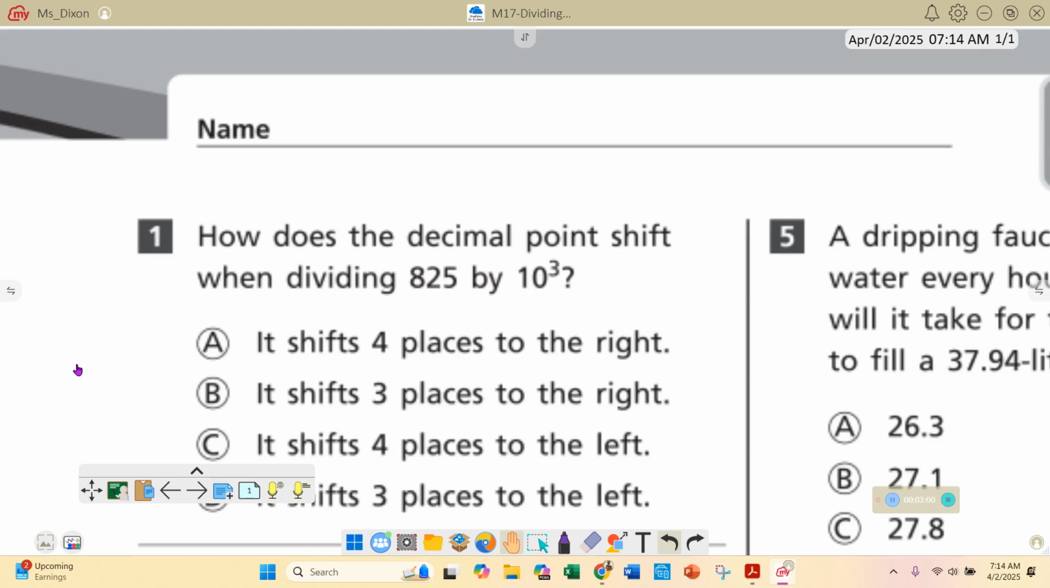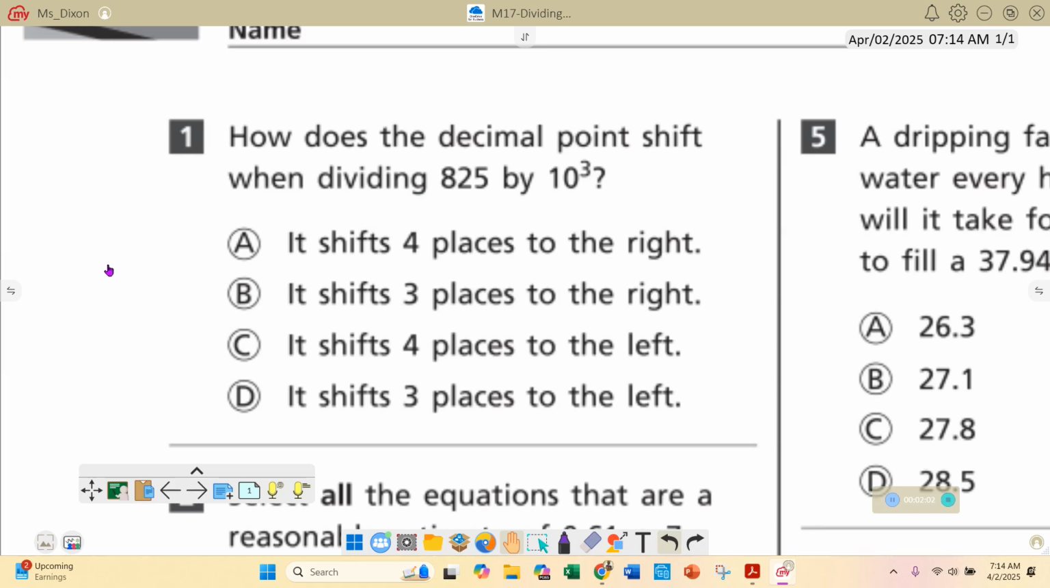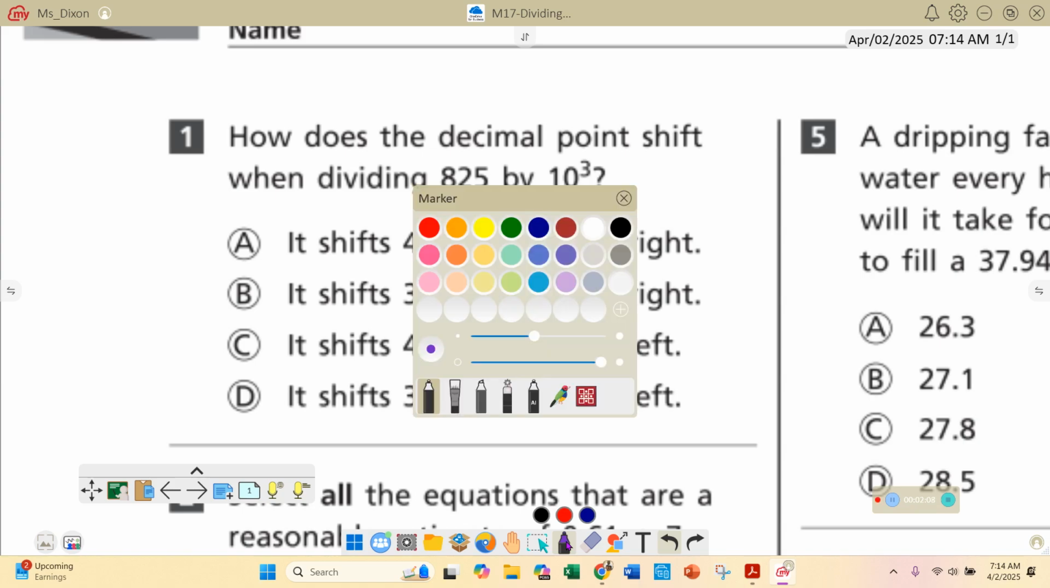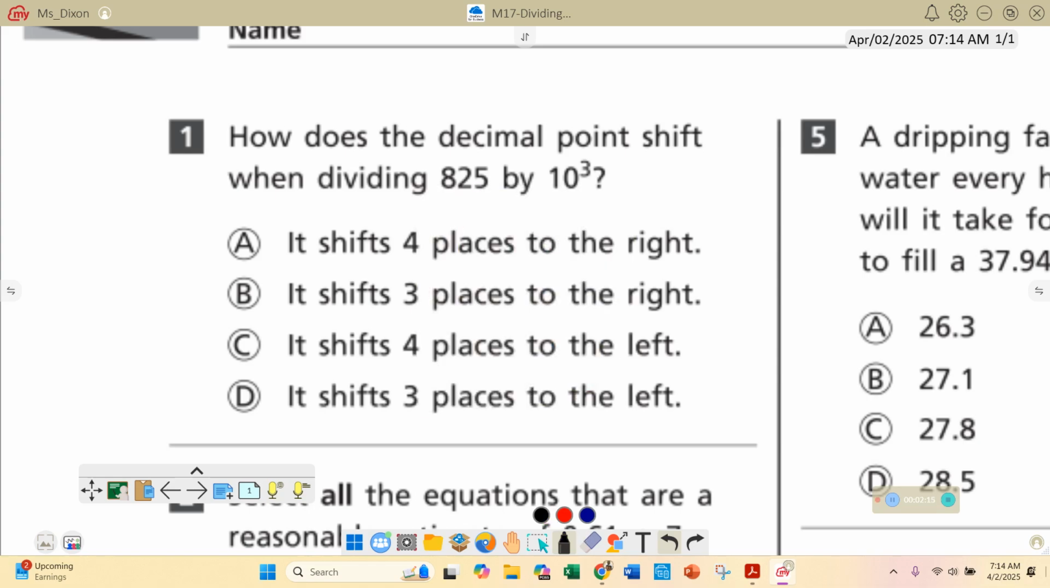All right, let's start with number one, which I think is actually a fairly easy question, but I do want to go over some important steps to make sure you understand what you need to do. In this question, it says, how does the decimal point shift when dividing 825 by 10 to the power of 3? Let's first talk about the exponent, which is 10 to the power of 3.